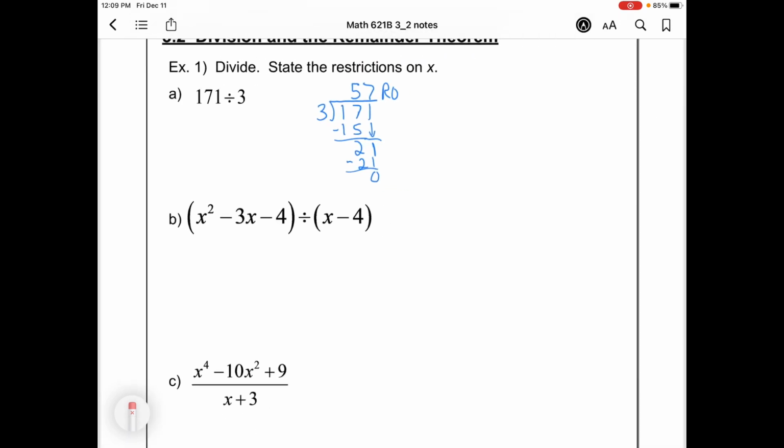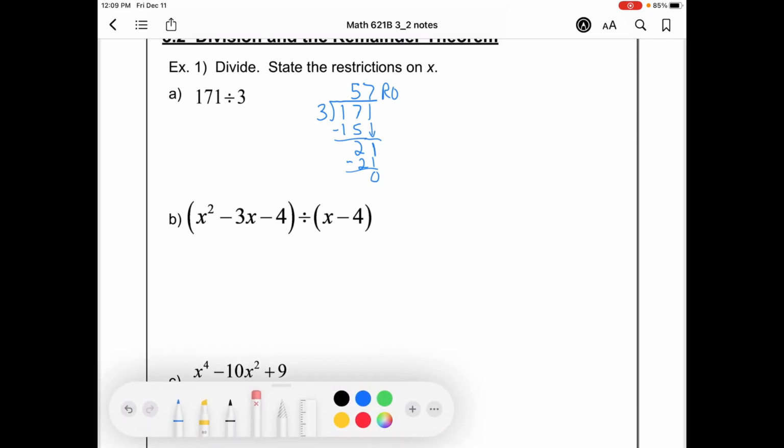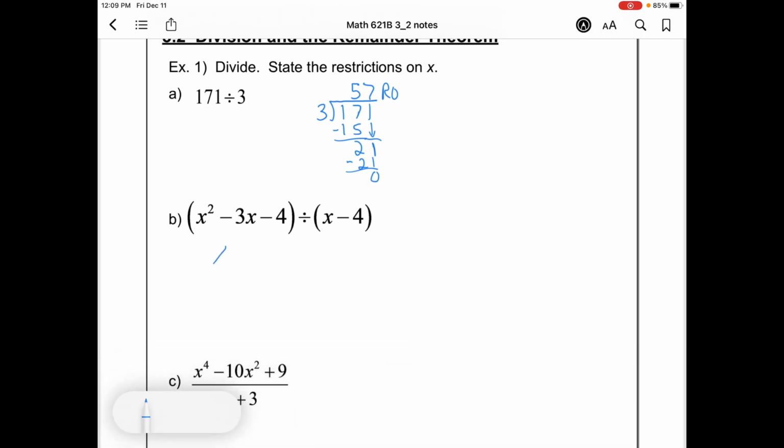Let's try the same thing with division of polynomials, but we won't do long division quite yet. We'll do it the way we did it last year. Last year, you could only divide certain polynomials. Here's what you'd do. If you saw division of polynomials, you might have written it as a fraction. So you'd go x squared minus 3x minus 4 all over x minus 4. What we're wondering is, is there a nicer way to say this?